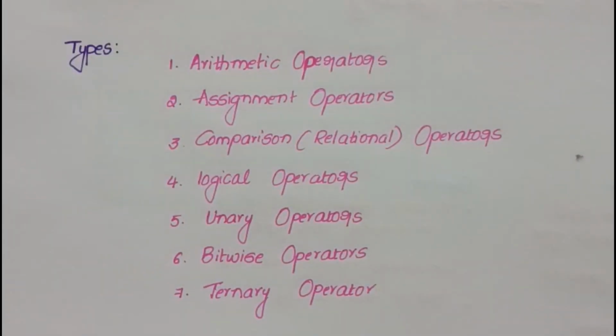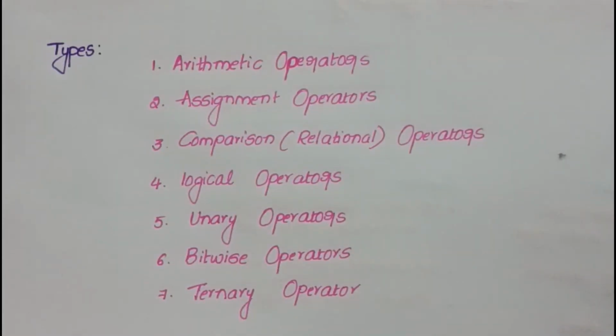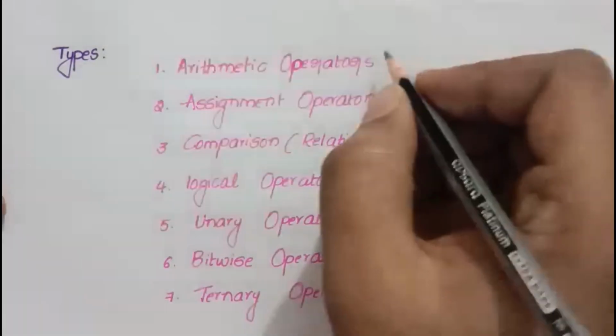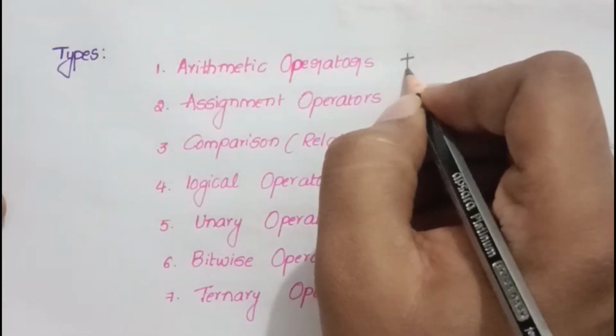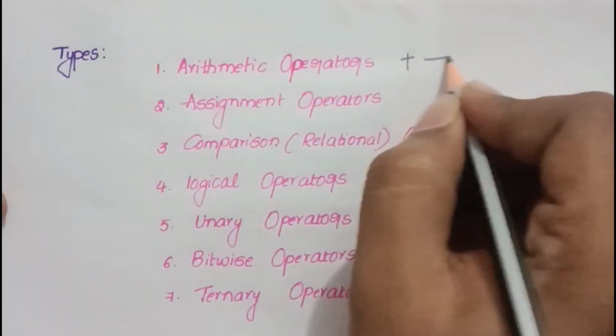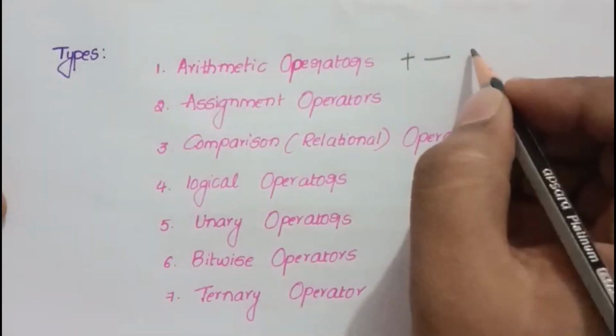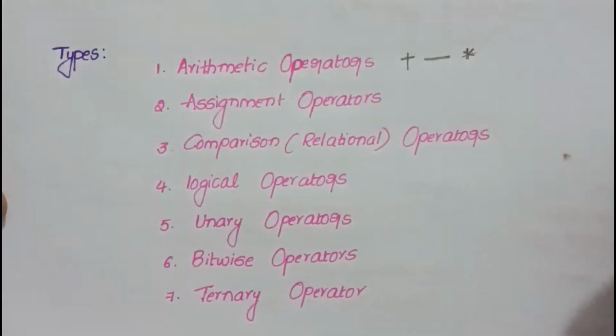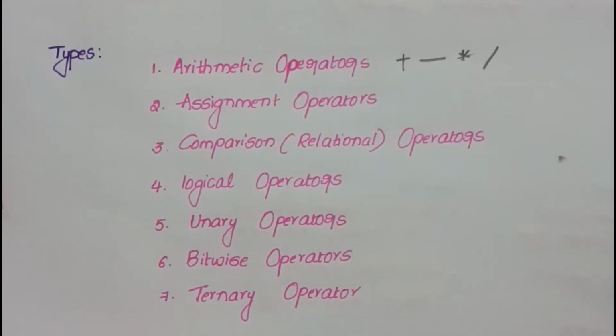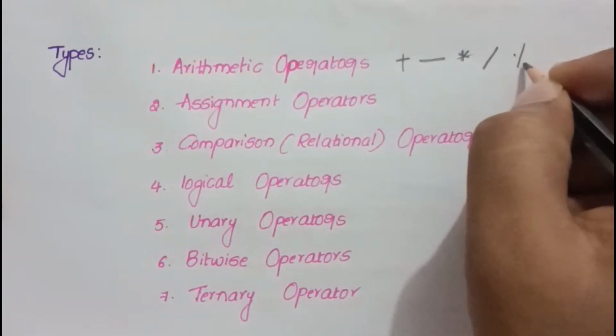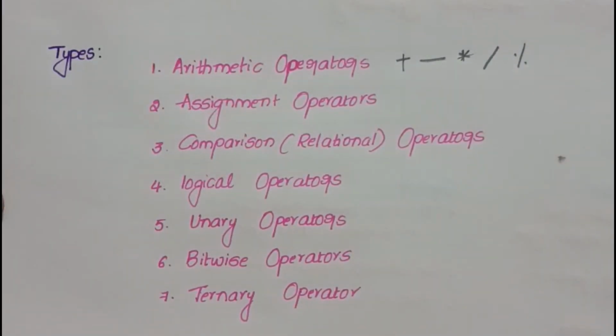Totally there are 7 types of operators in Java. The first one is arithmetic operators. These are the basic operators which we use in our real life scenarios. To perform addition we use plus. To perform subtraction we use minus. To perform multiplication we use the asterisk symbol. To perform division, one forward slash will be used. To get the remainder after performing division, we will use the modulo operator.